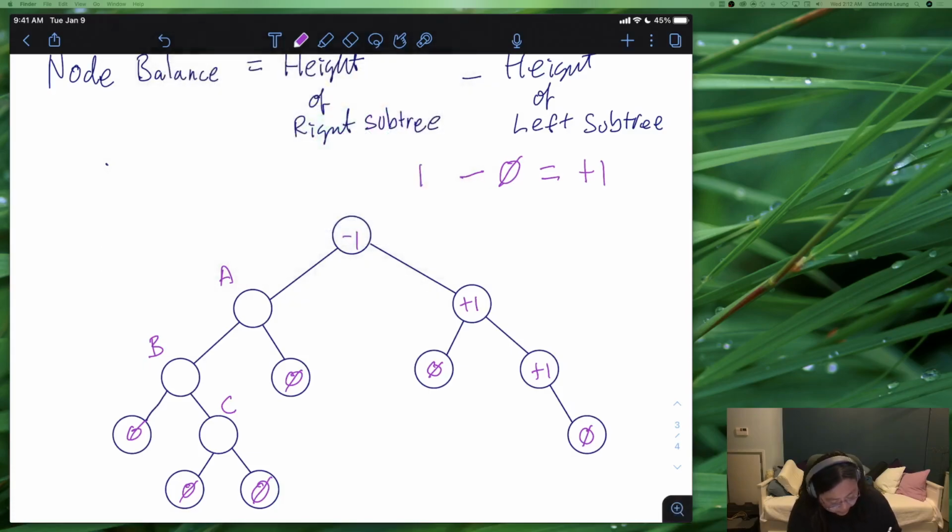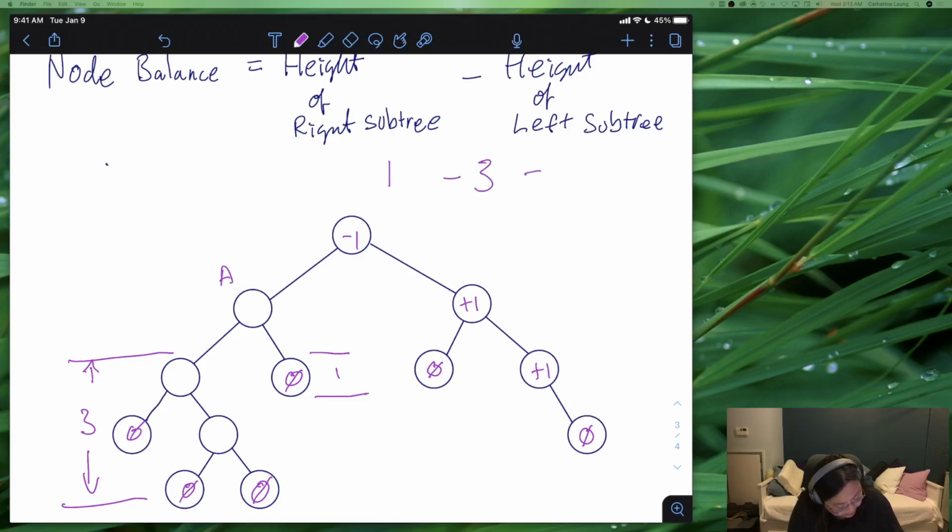All right. Let's very quickly take up what the values are. So let's start with A. Okay. For A, the balance is the height of the right, which is 1, minus the height of the left, which is 3. So this tree is 3 nodes tall. So our formula is applied, and we get 1 minus 3. So that is minus 2. So A has a balance of minus 2.